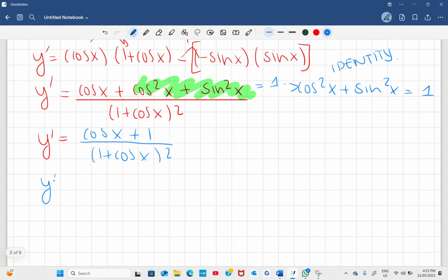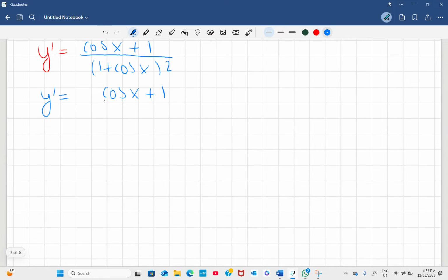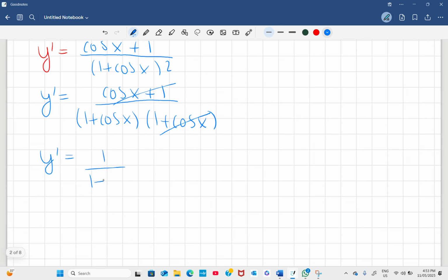Now what can I do here? So this is basically equals to cosine x plus 1. Okay, so 1 plus cosine x squared is basically 1 plus cosine x into 1 plus cosine x, right? So I can cancel 1 because these two are the same. So I'm gonna end up with y prime is 1 over 1 plus cosine x.